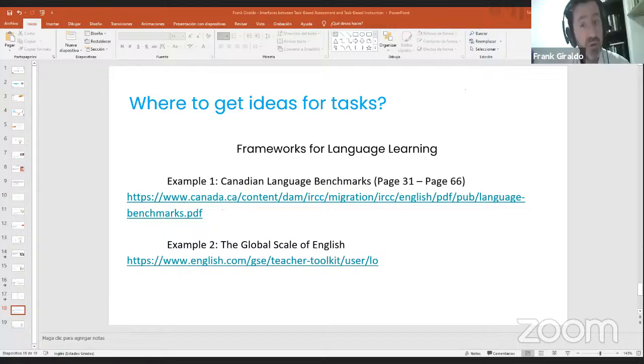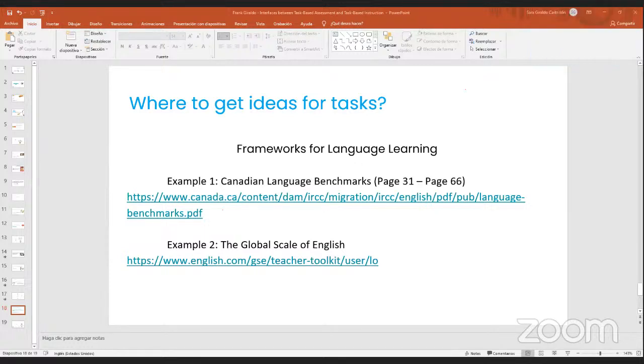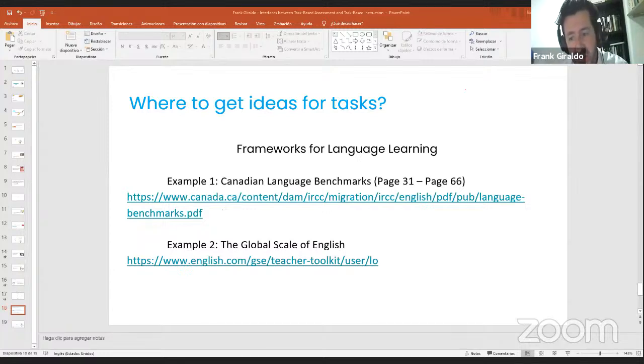So if you want to get ideas for tasks, this is a first resource. It's called the Canadian Language Benchmarks. They have a skill, understanding expressions, and then they have sample tasks. They have wonderful tasks that go from very low level to high level. For example, these are for listening, and these are for speaking. So they have the descriptor, like the skill itself, and then there are sample tasks.